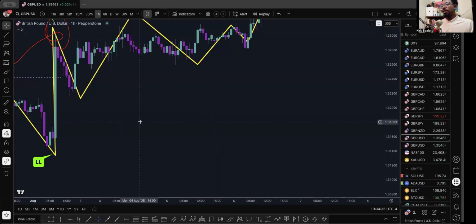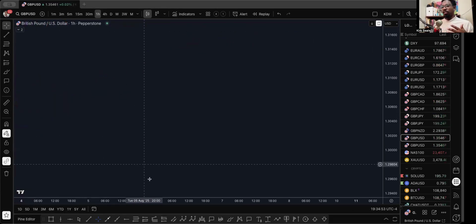Back to the lesson here, imbalance. If we are in these markets, the major hedge funds and major players are going to be doing two things. They're either trying to balance the market or seek and destroy. Balance the market or seek and destroy.